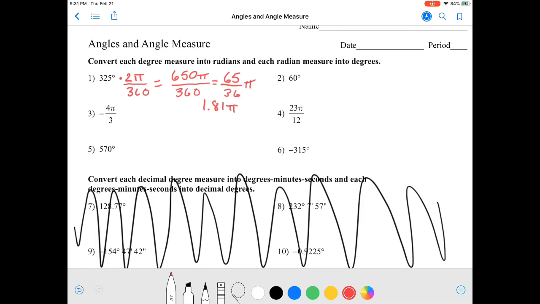All right, so now we're going to take a look at problem number 4. This one we're converting radians into degrees, so we're going to multiply by 360 over 2 pi. This 360 goes on top when you're converting to degrees. The 2 pi goes on top when you're converting to radians. So we're going to do 23 pi times 360. And we're going to do 12 times 2 pi to give us our new numerator and denominator.